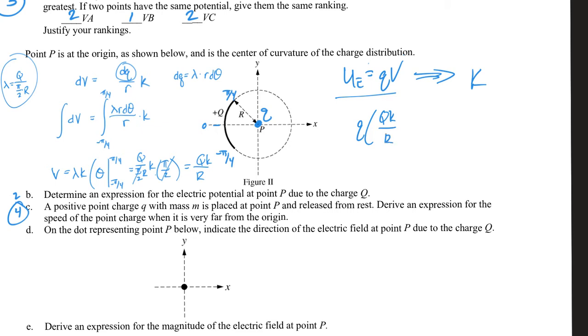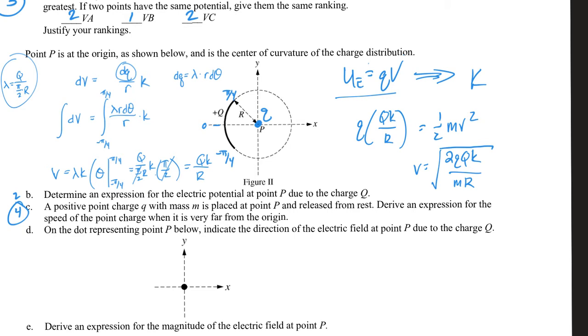So QK over R equals 1/2 mv squared. And solve that for V. So V is going to equal the root of 2QK over MR. Now, I don't know how they gave 4 points for this, but let's see.